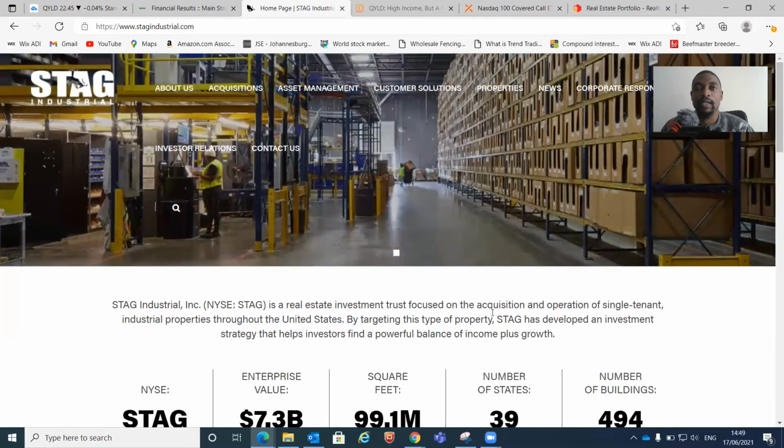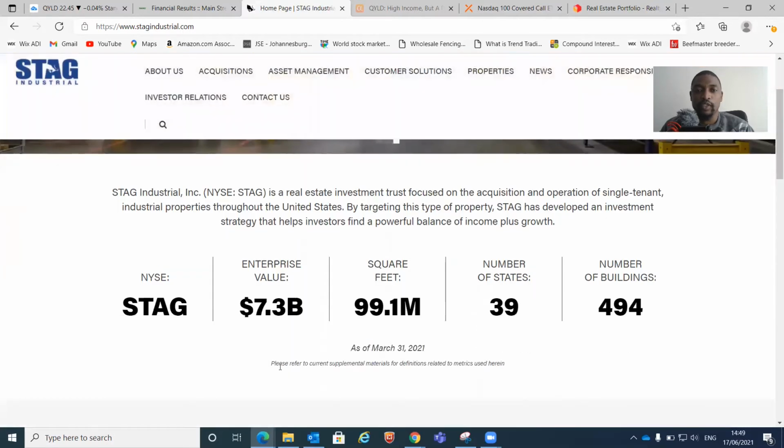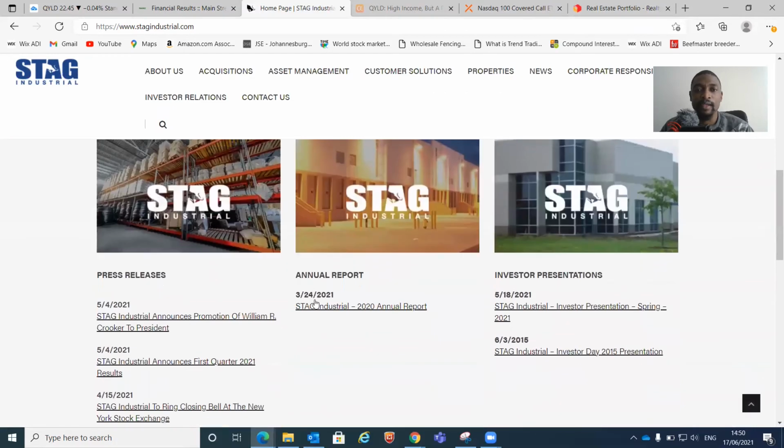Then if there is capital appreciation, that is just a cherry on top. So Stag Industrial has an enterprise value of about 7.3 billion US dollars, and they do business in the United States. Basically, this is a domestic company, as it doesn't have buildings outside the US. They have about 500 buildings, covering different places.